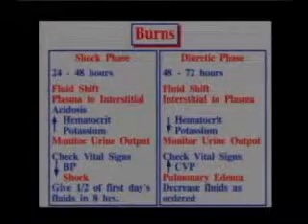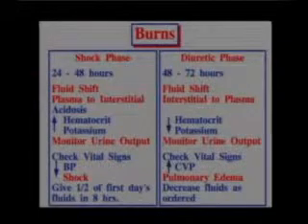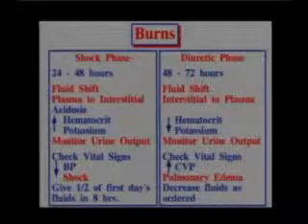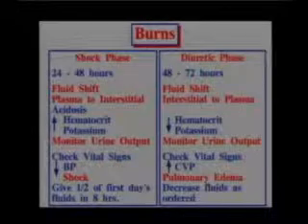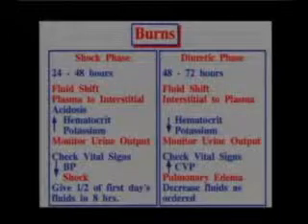Now, somewhere 24, 48 hours after the burn episode, the capillary permeability begins to stabilize and the fluid now begins to move in the other direction, and it goes from interstitial to plasma. As it does so, we see the hematocrit drop and the serum potassium begins to drop. The urine output now begins to go up. The blood pressure should begin to go up as well.